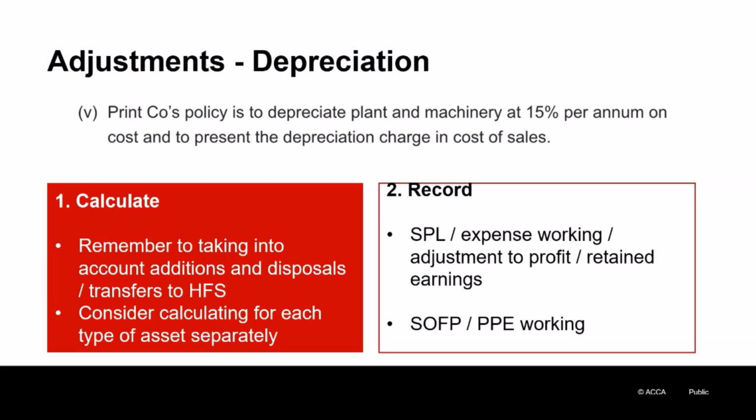While you are recording it, you need to pass the double entry with respect to depreciation, which is going to be charging an expense in the statement of profit or loss. Whatever information is given, whether it's an expense working, adjustment to profit or adjustment to retained earnings, you are going to make an entry accordingly on the debit side, and the credit side is going to decrease the value of property, plant and equipment. This can be done in the workings or directly in the format of the statement of financial position. Statement of profit or loss is the debit side. This is the credit side of the entry.